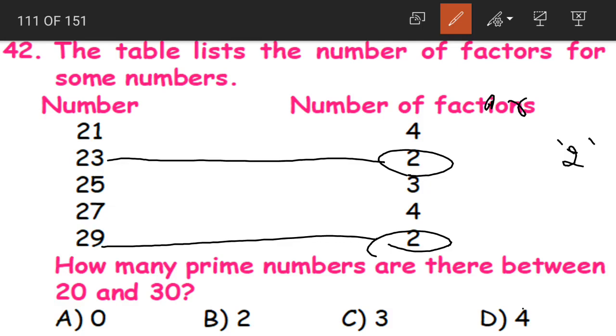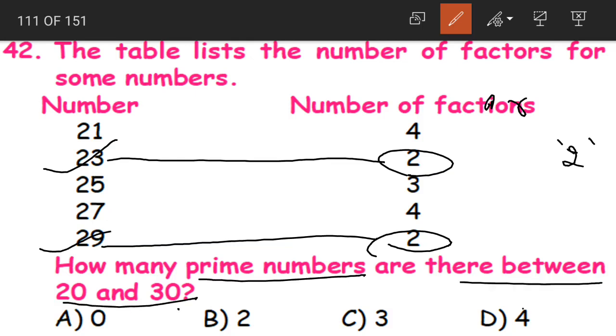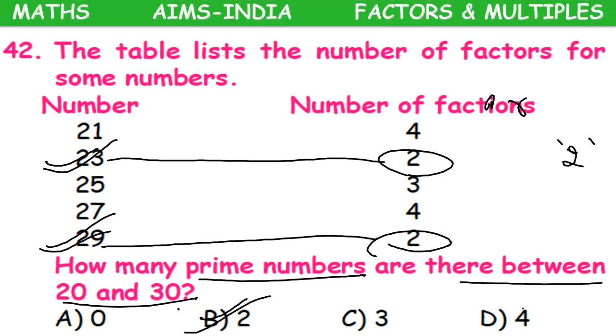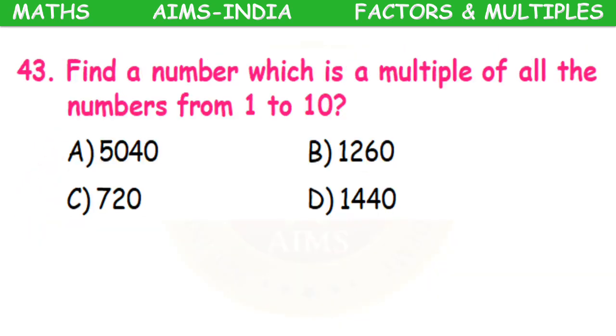So what does that mean? 23 and 29 are the prime numbers between 20 and 30. We are having 2 prime numbers. Option B, 2 is the correct answer. Even in the question just 4 or 5 questions below, question number 30 something, we have discussed that between 20 and 30 we have only 2 prime numbers, that are 23 and 29.